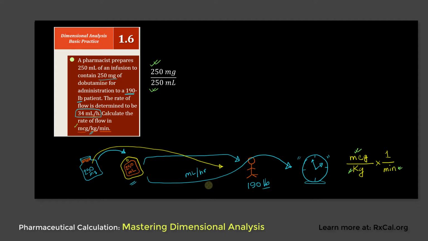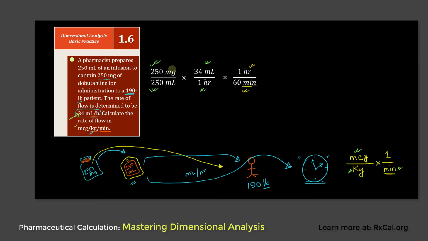What else information do we have? We know that the rate of the flow is 34 ml per hour. So we put 34 ml per hour. So this ml and ml will cancel out. Now we have to get rid of this hour. So we bring the hour over 60 minutes, because 1 hour equals 60 minutes, and this will actually bring the minute in the denominator in here. Look at this.